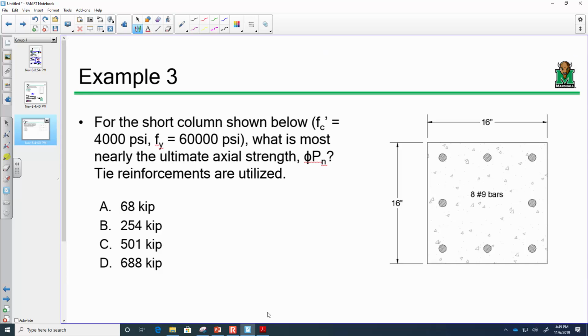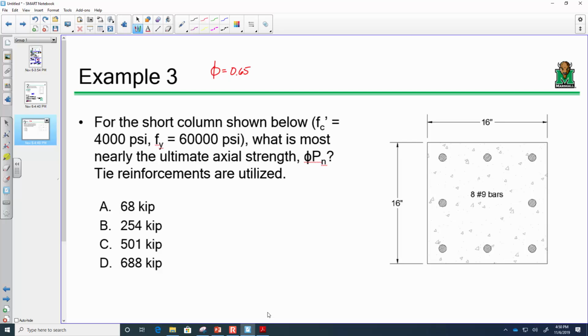All right. First off, does anybody remember what your phi value is for a column that's reinforced with ties? 0.65. There's 0.65 for tied columns, but what else? Spirally reinforced columns. And spirally reinforced columns have a phi value of what? 0.75.